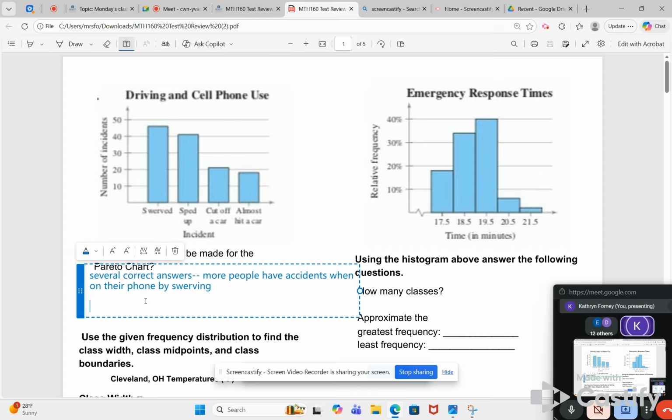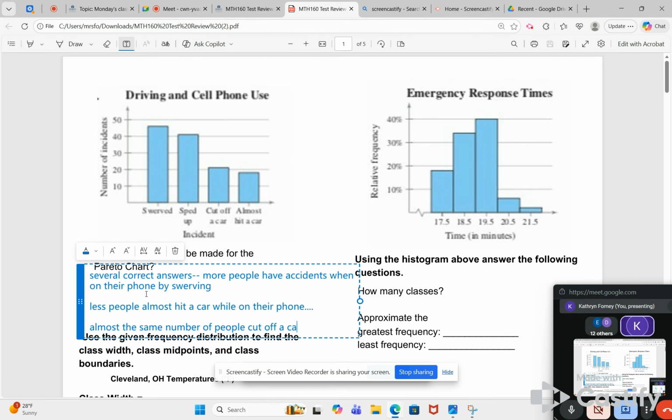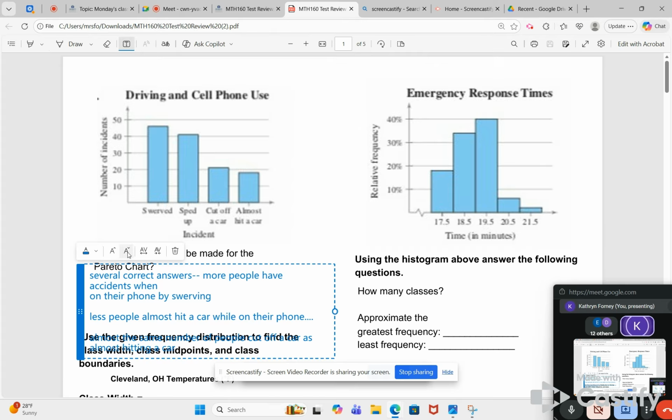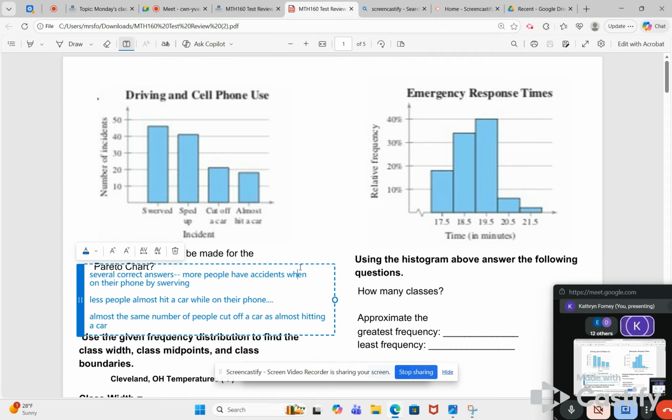You could say less people almost hit a car while on their phone. You could say almost the same number of people cut off a car as almost hitting a car. Now, obviously, you can tell that one's more than the other, but those are just several possible answers.